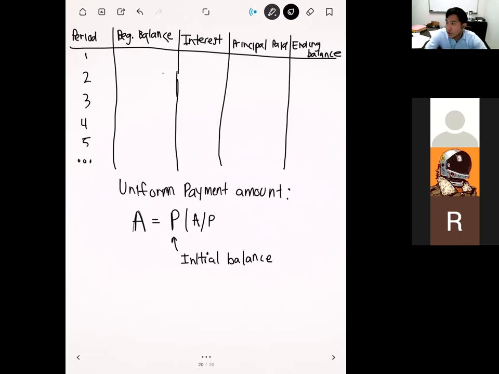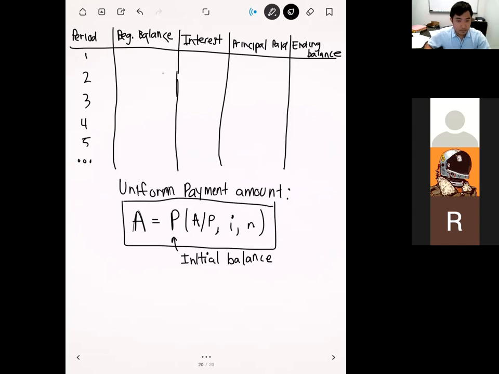Your initial balance is a present sum of money, and you want to convert that into a uniform series. So we need an A over P conversion factor. You're going to factor in your interest rate, and then plug in the number of periods. This is exactly the same kind of conversion that we were doing before, except now you're using it to compute how much you're going to pay back on a loan each month.